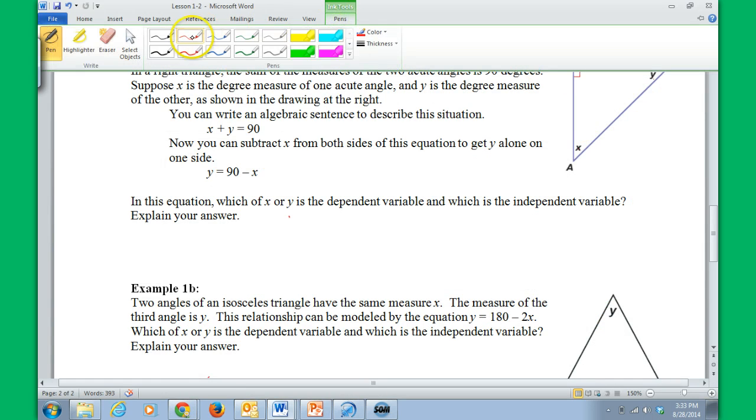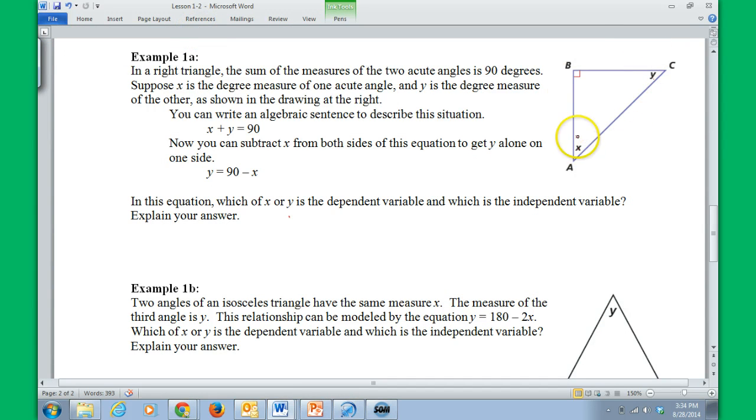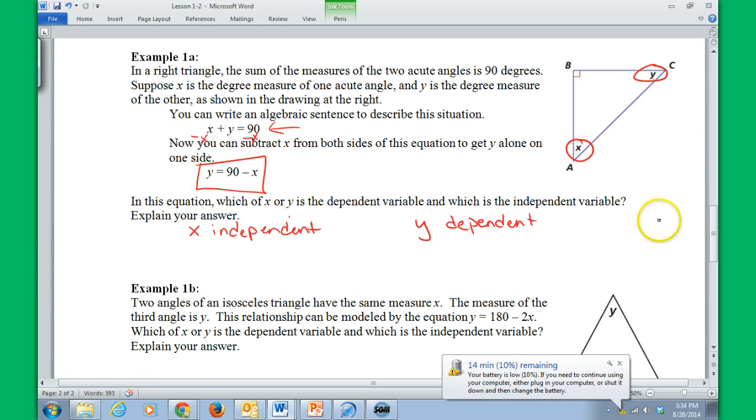In this example here on the right, we've got a right triangle, and we know that the sum of all of the angles equals 180. We also know that these two angles here add up to be 90. So we can come up with this sentence here: x plus y equals 90. If I were to subtract x from both sides, I would end up with this equation. Here, the x is the independent variable, and y is the dependent variable, because it depends on what x is to be able to determine what it is.